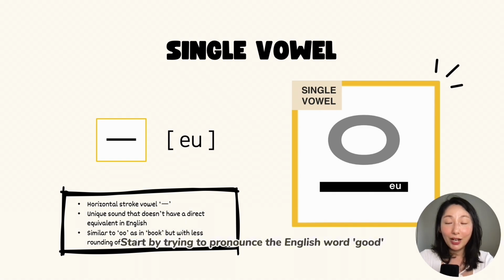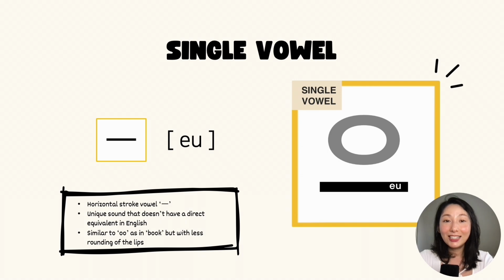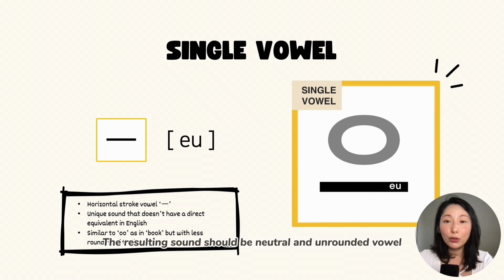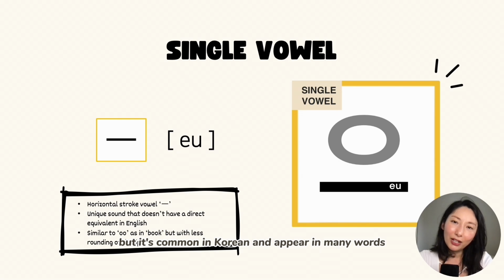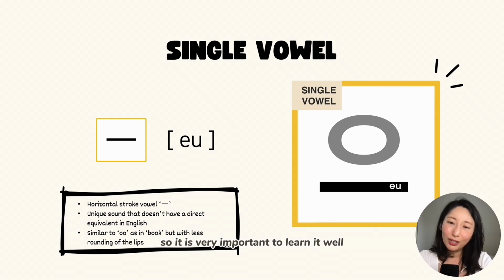Start by trying to pronounce the English word good. Good. Focusing on the double O part, the vowel part. Uh. Now unround your lips so they are relaxed and not forming a circular shape. Keep your tongue flat at the bottom of your mouth and relatively tense. The resulting sound should be a neutral and unrounded vowel. It might take some practice because this sound is rare in English, but it's common in Korean and appears in many words, so it is very important to learn it well.